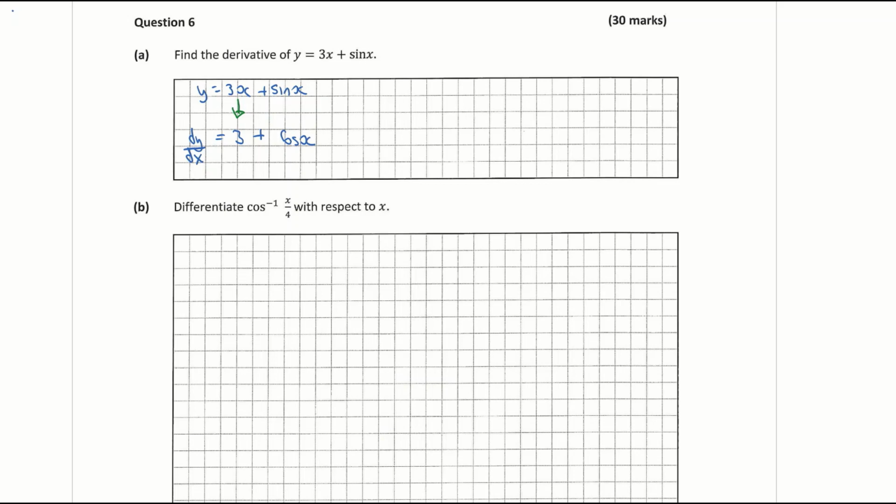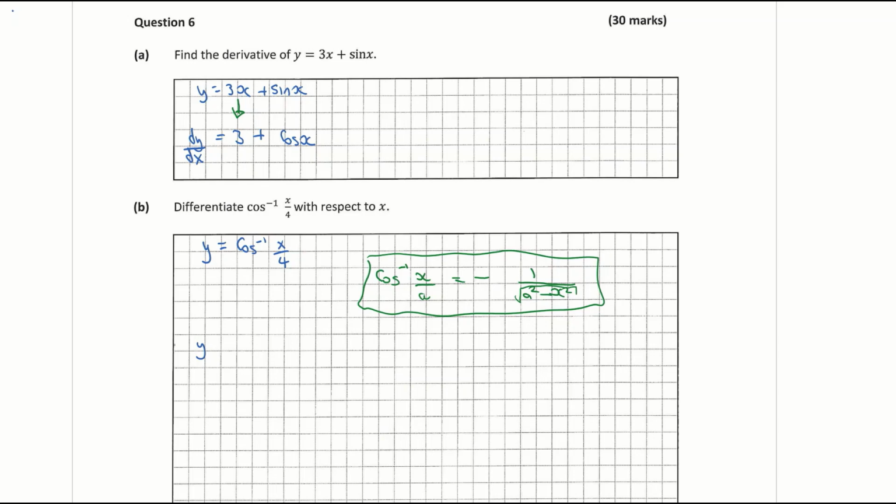B, differentiate cos inverse x over 4 with respect to x. So we have the function y is equal to cos inverse x over 4. So that's what we want to differentiate. In my log tables, I'm given cos inverse x over a, which is equal to minus 1 over the square root of a squared minus x squared. So that's in our log tables. So that's basically what I'm going to use here. And all I need to do is basically change the letters.